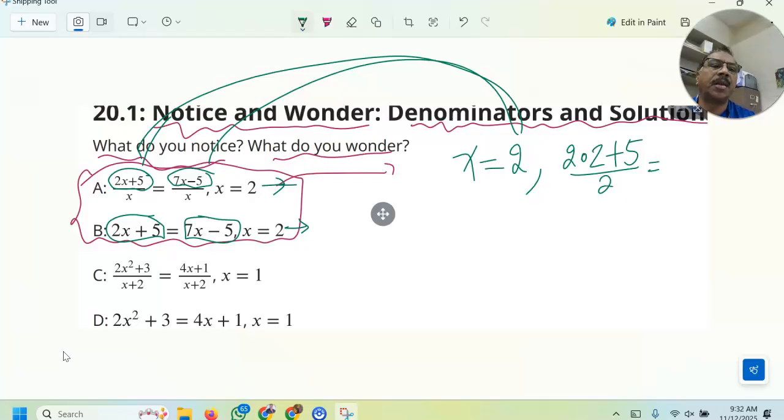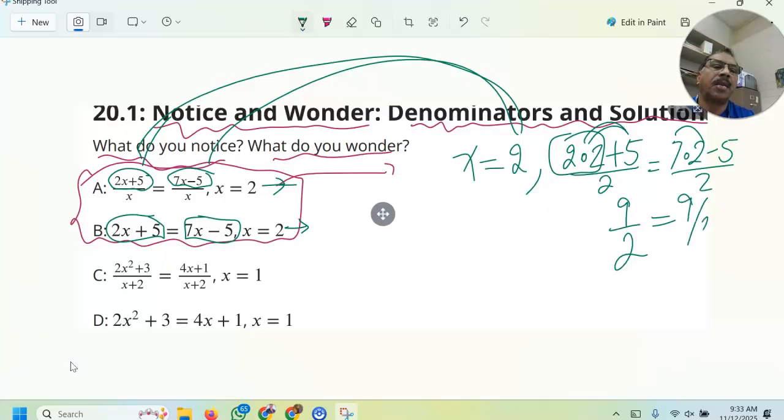And let's check whether they really become equal. 7 times 2 minus 5 divided by 2. So let's check this one. If I plug in, 2 times 2 is 4, and 4 plus 5 is 9, and 9 divided by 2. On the other side, 7 times 2 is 14, and minus 5, again you get 9 over 2, so they are equal. So x equals 2 is the solution.